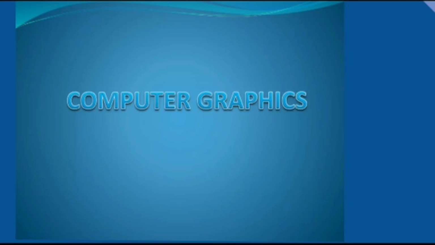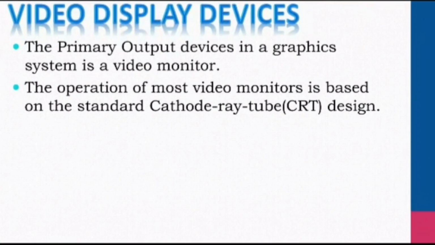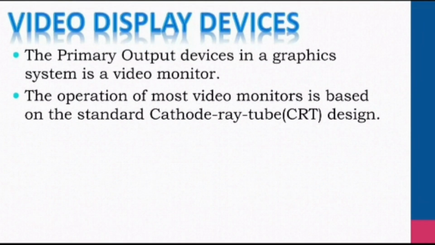Hello everyone, in this video we are going to see the first topic in computer graphics, which is video display devices. As the name implies, these are the devices which help to show the videos or the image on the screen. The primary output device in a graphic system is the video monitor.